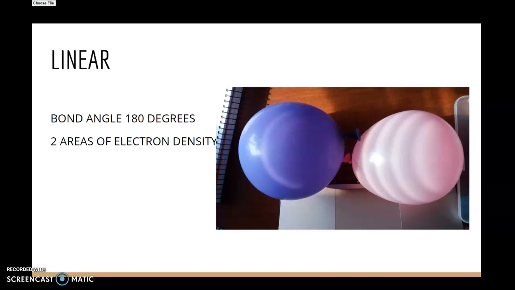Now starting with the linear balloons, if you can see them on the right, they have a linear shape, so that means they have a flat line, 180-degree bond angle. If you were to take a line and connect the two balloons, you would have exactly 180 degrees. As you can see, there are only two, so it has two areas of electron density.